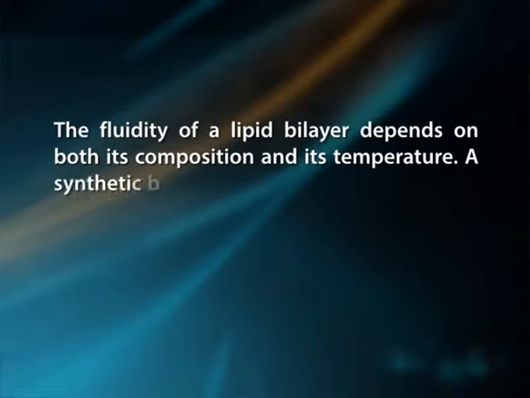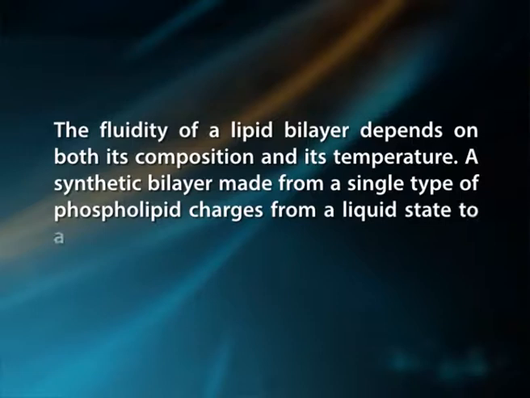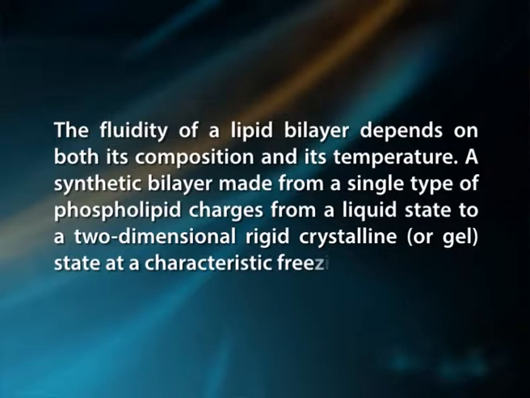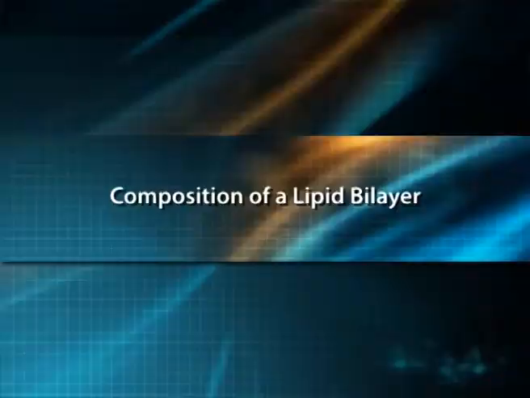temperature. A synthetic bilayer made from a single type of phospholipid changes from a liquid state to a two-dimensional rigid crystalline state at a characteristic freezing point. This change of state is called a phase transition, and the temperature at which it occurs is lower if the hydrocarbon chains are short or have double bonds.